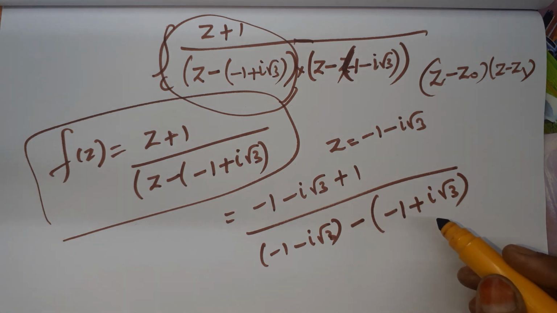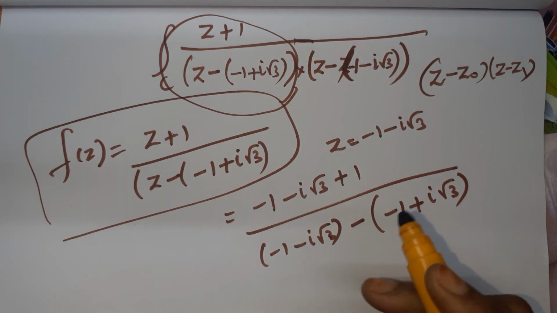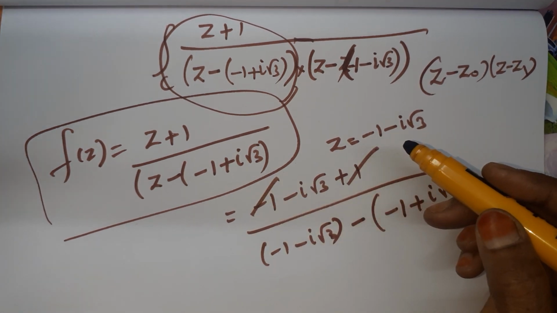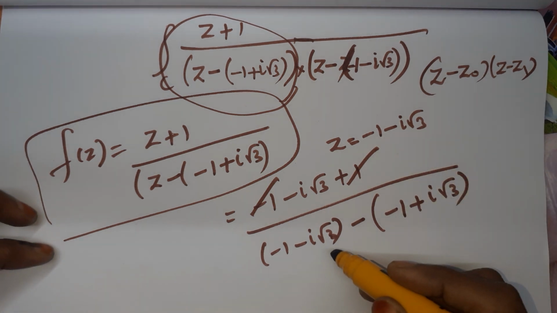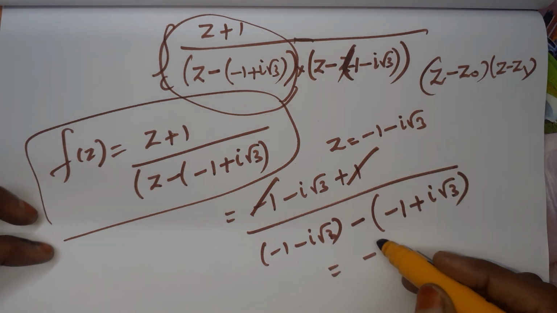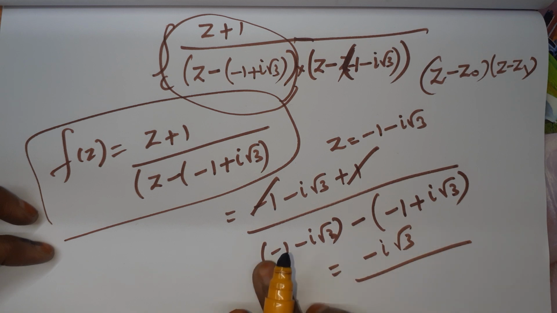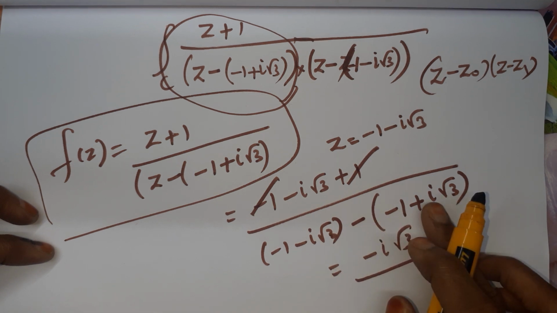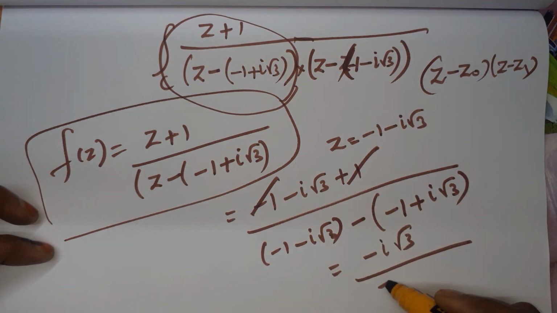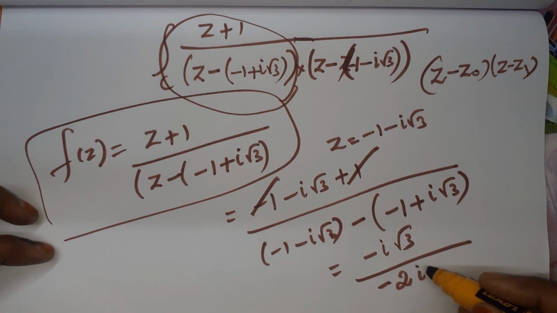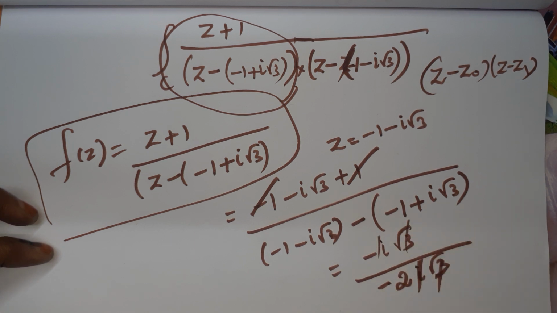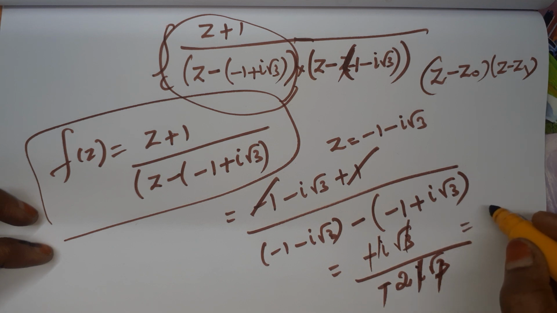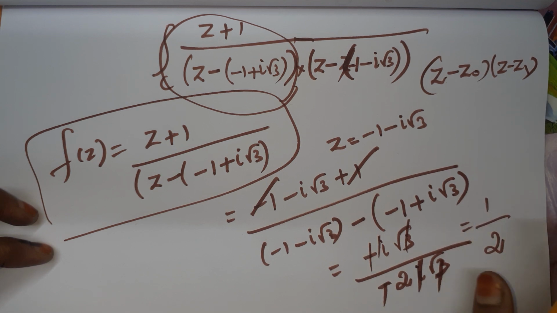You have to simplify this. These two will get cancelled. So this is equal to minus i root 3 by minus 1 minus, into minus, plus 1. These two will get cancelled. Minus i root 3 minus plus minus, so minus 2i root 3. The i we can cancel, root 3 we can cancel, the minus we can cancel. So finally we have 1 by 2.